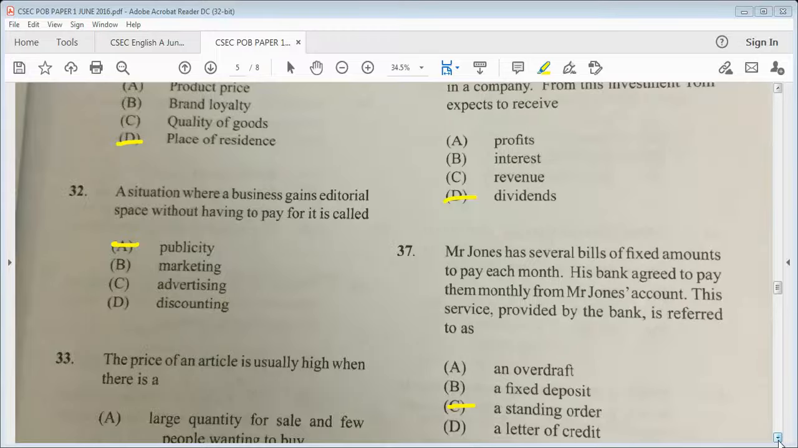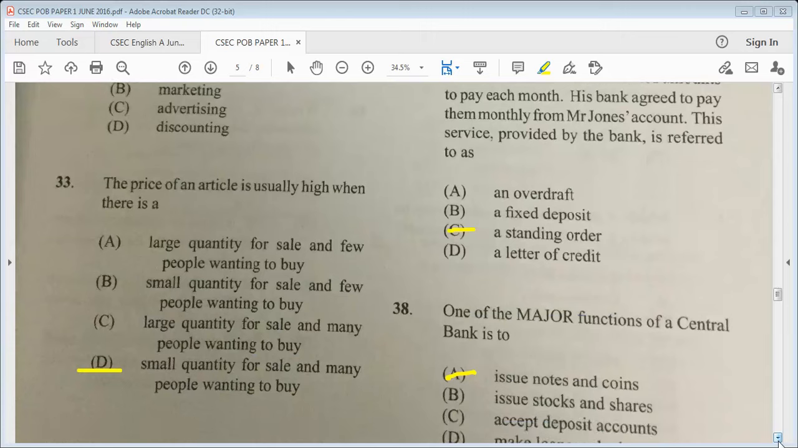32. A situation where a business gains editorial space without having to pay for it is called A. Publicity. 33. The price of an article is usually high when there is a D. Small quantity for sale and many people wanting to buy.